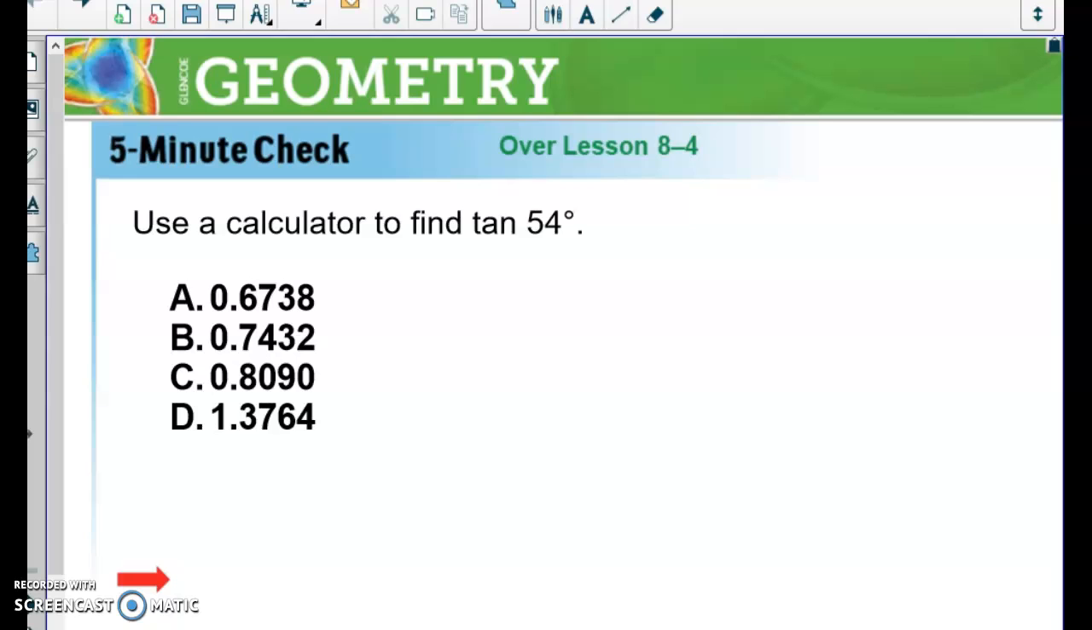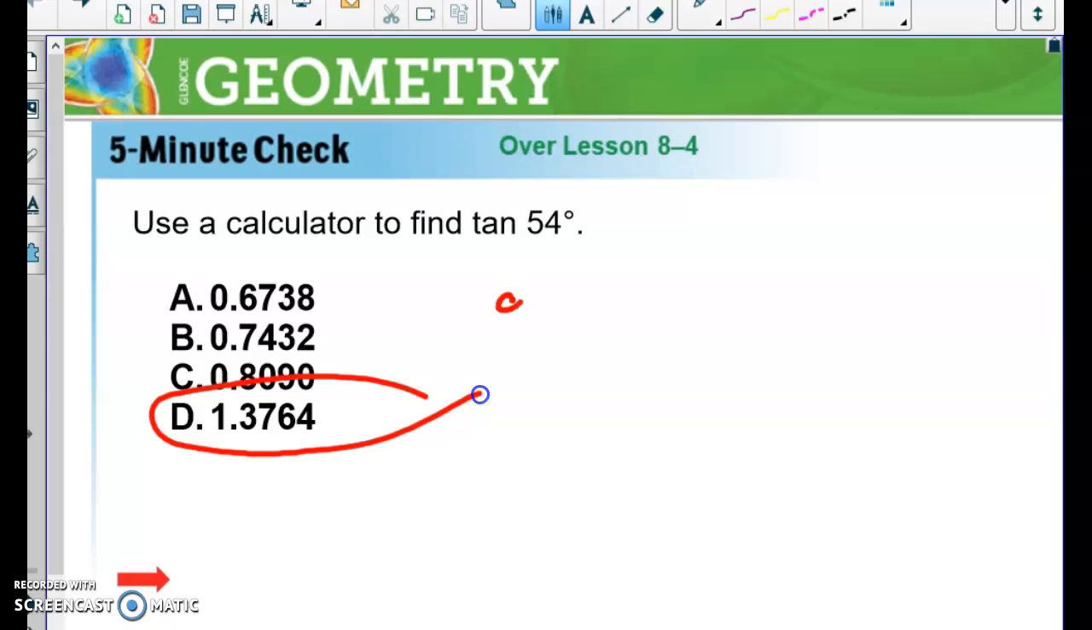Here we are on section 5, and I have a few review things here first. First thing that I want you to do is to type in tan of 54 into your calculator. If you don't get 1.3764, then your calculator isn't in degrees. Make sure your calculator is in degrees, otherwise it's tough to get some of these answers.